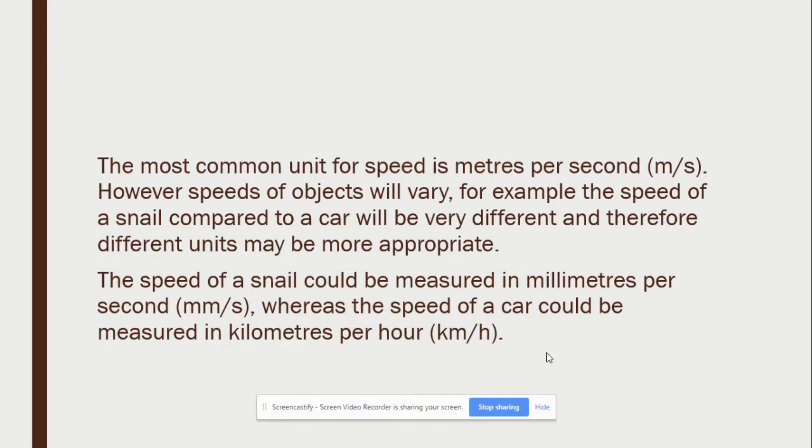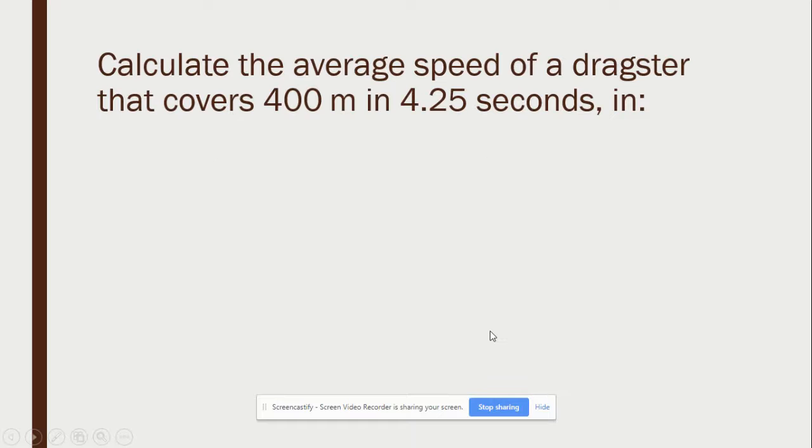The most common unit for speed is meters per second. That's the most common one you'll find. However, speeds of objects will vary. For example, the speed of a snail compared to a car will be very different, and therefore different units may be more appropriate. The speed of a snail could be measured in millimeters per second, whereas the speed of the car could be measured in kilometers per hour.